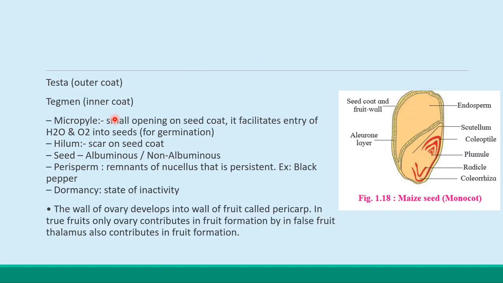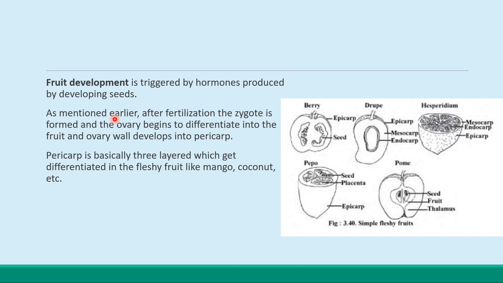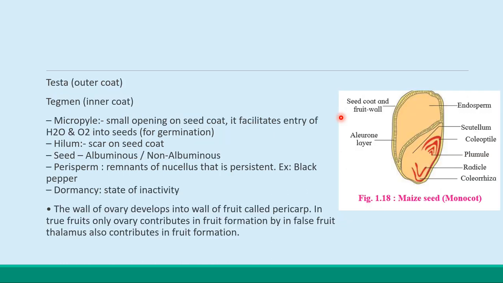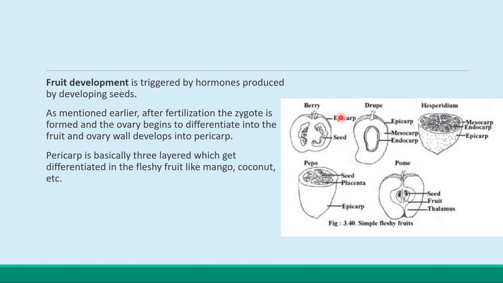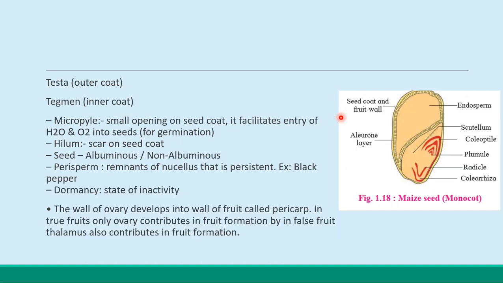You cleared that seed is the matured ovule, fertilized mature ovule. But what is the fruit? So fruit is the mature ovary. Mature ovary, it is called the fruit. There is a big difference between fertilized ovule and the matured ovary. Matured ovary is the fruit and fertilized ovule is the seed.